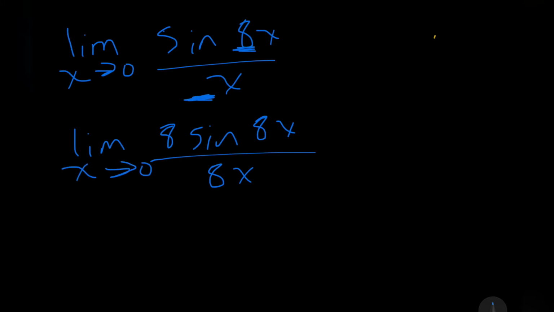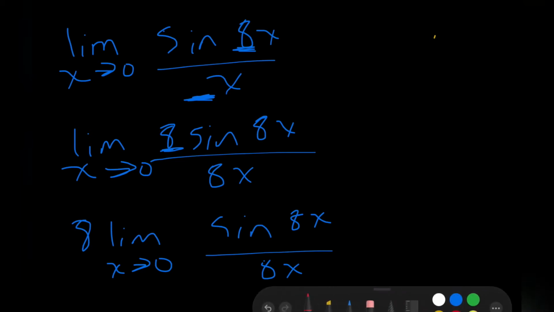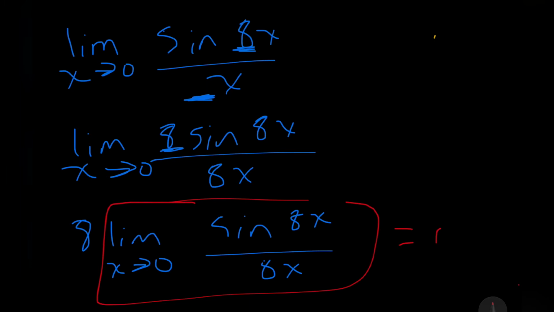Now that we have that, we are going to factor out this 8, being that it's a constant, so we'd have this. And now we know that the limit of this is equal to 1, and we're multiplying that 1 by 8, so the limit of this function is equal to 8 as x approaches 0.